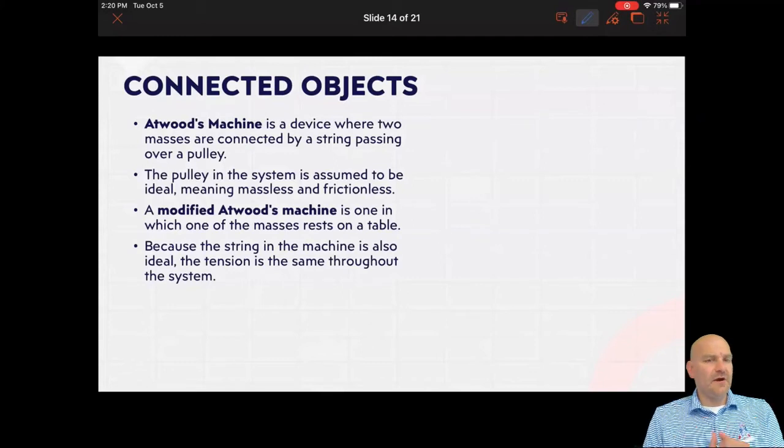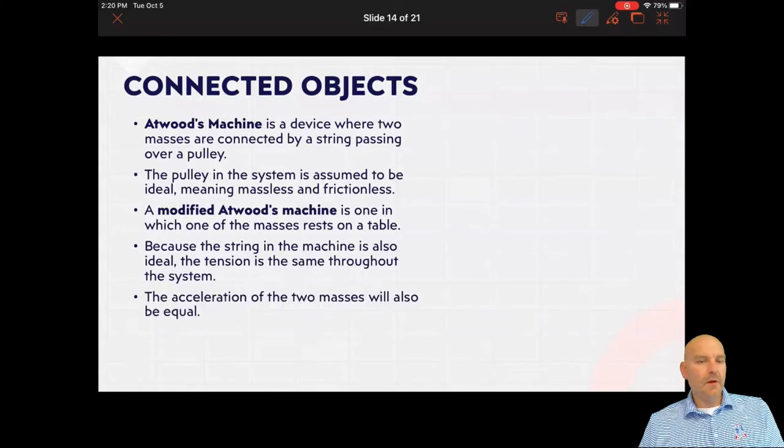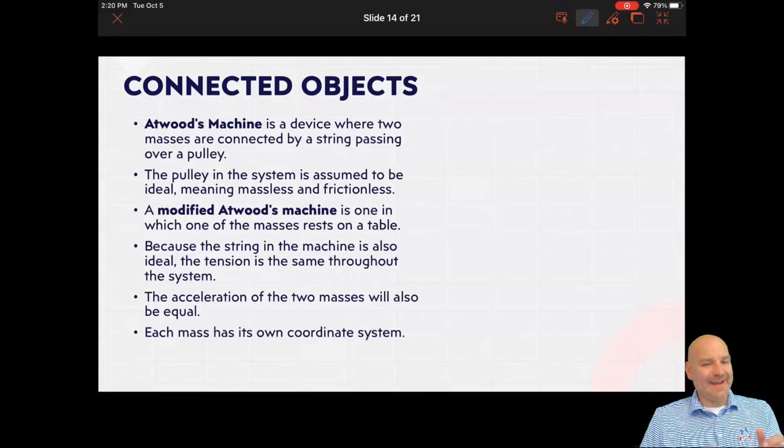And that's going to be very helpful because we can treat this as a single system problem, where we can eliminate the tensions inside and just focus on what's actually going to pull the Atwood machine. And what happens is the acceleration, because it is a system, will be the same. Another way to think about it is that each mass is going to have its own coordinate system. We'll talk about that here in a second.